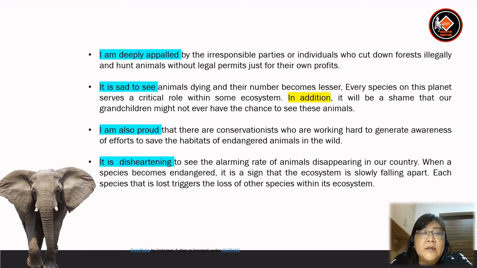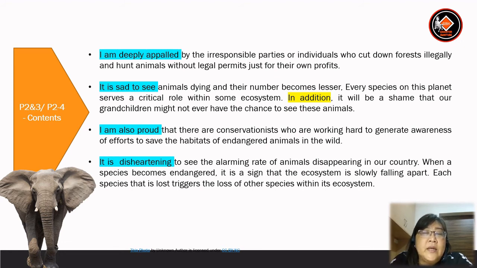Dear pupils, here are more examples, and these are about feelings. You can write, I'm deeply appalled by the irresponsible parties or individuals who cut down forests illegally and hunt animals without legal permits just for their own profits. Second example, it is sad to see animals dying and their number becoming less. Every species on this planet serves a critical role within some ecosystem. In addition, it will be a shame that our grandchildren will not ever have the chance to see these animals.